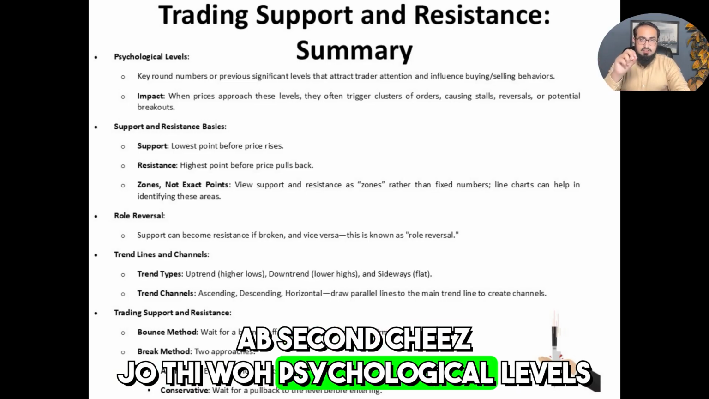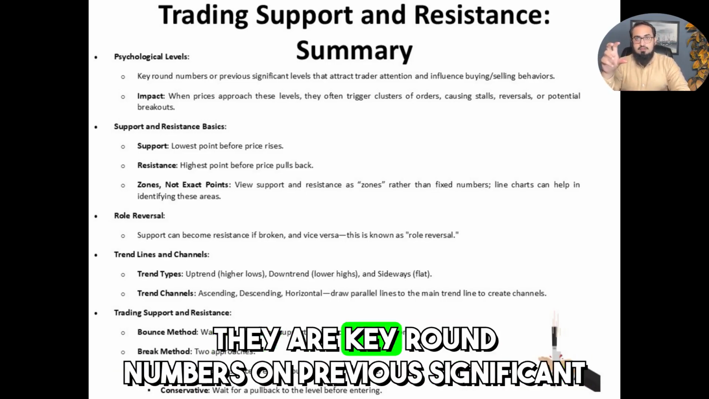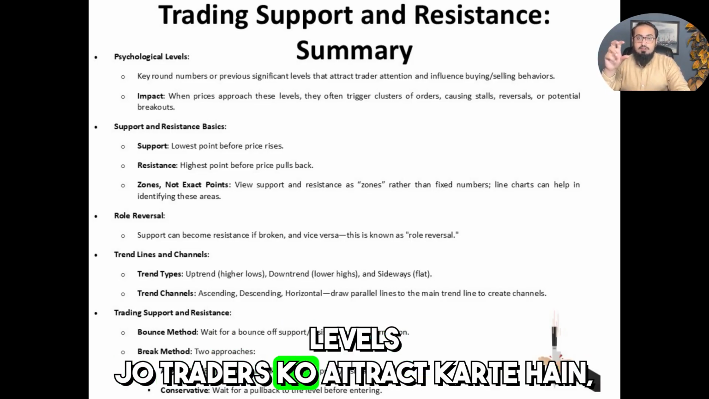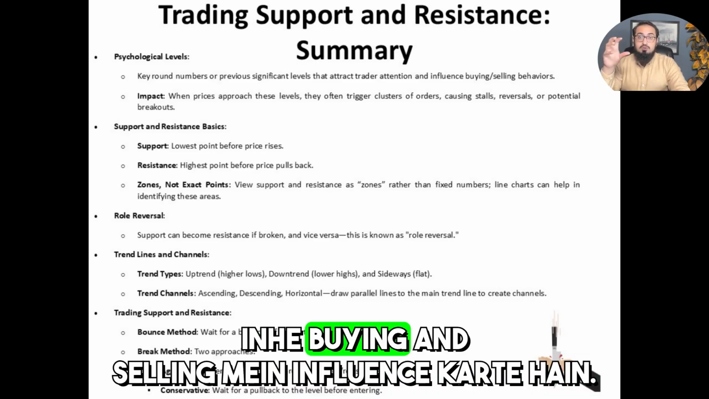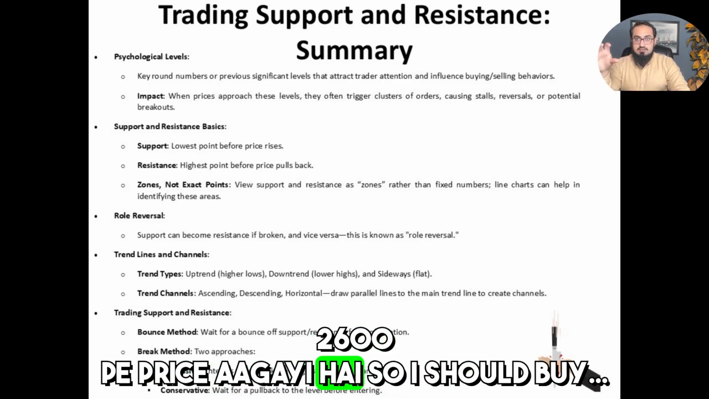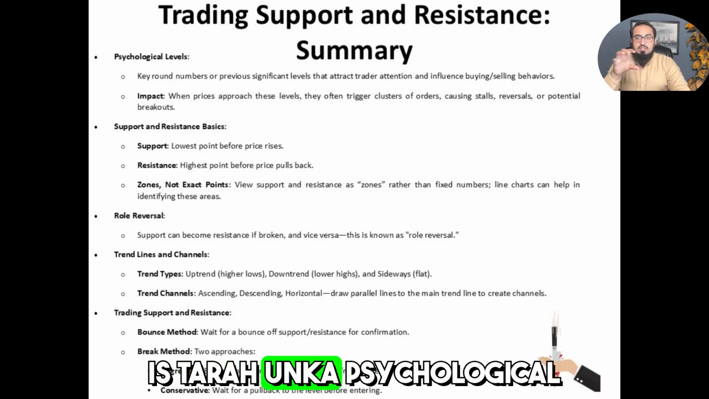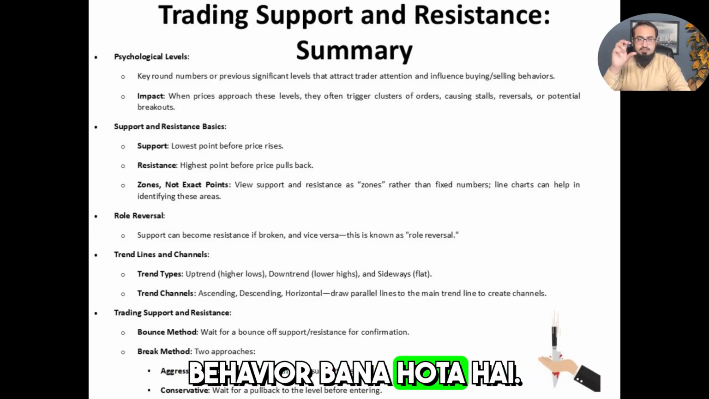Now, the second thing was psychological levels. What are psychological levels? They are round numbers and previous significant levels that attract traders and influence them in buying and selling. They have in mind that, oh, the price has reached 2600, 2500, so I should buy, I should sell. In this way, they develop a psychological behavior.